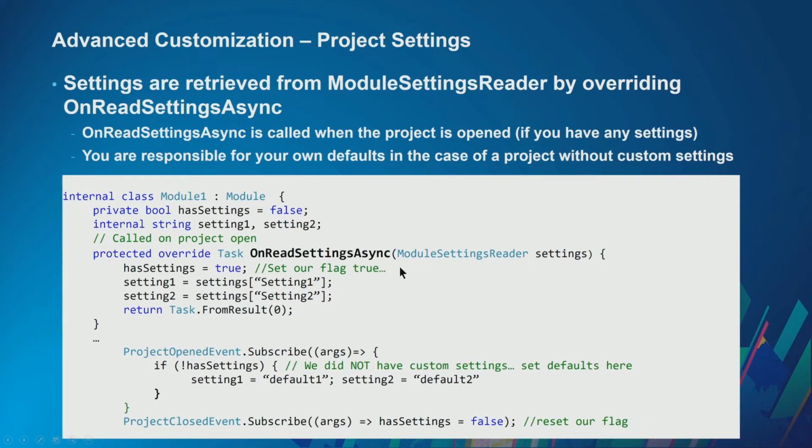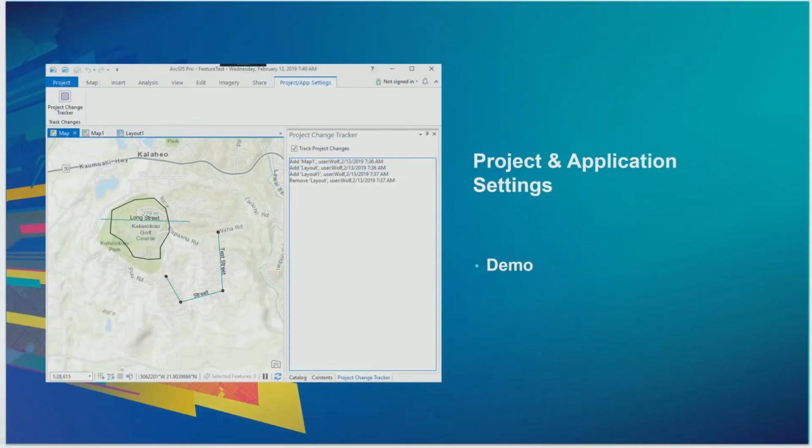Now, ReadSettingsAsync always gets called before the project is opened. So if I subscribe to the project open event in my module, that event will occur after I read my settings. So I can use the hasSettings status to see if I have to initialize my settings to default values. If I didn't have any settings loaded, then in this case, I initialize my defaults by hand. And when the project is closed, I set hasSettings back to false. So that's a little pattern that you can use. Needless to say, there are other ways to do it.